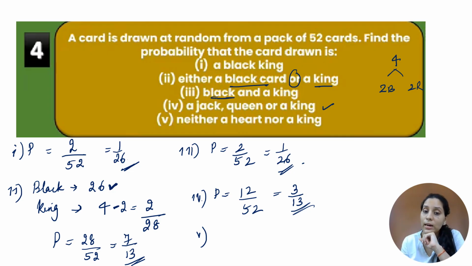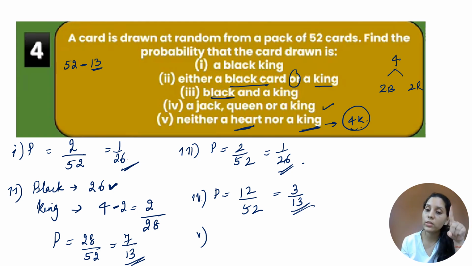Next one, neither a heart nor a king. Okay, neither a heart. So you will subtract. Neither means you will not include from a set of 52 cards minus neither a heart. So how many hearts do you have? Heart is one suit. Each suit has 13 cards. So 13. Nor a king. It should not be a king as well. How many kings do we have? We have 4 kings, right? 4 kings, 2 red, 2 black. Out of which 1 king is already counted in the heart, right? I have removed hearts, 13 hearts.